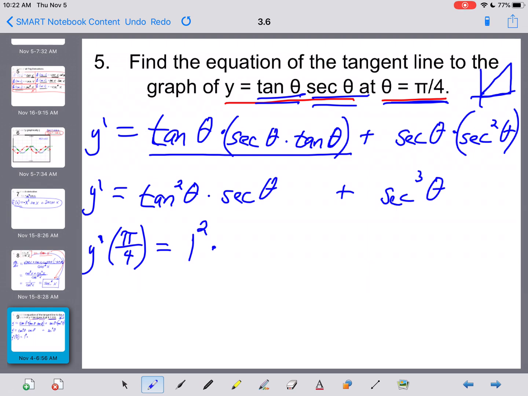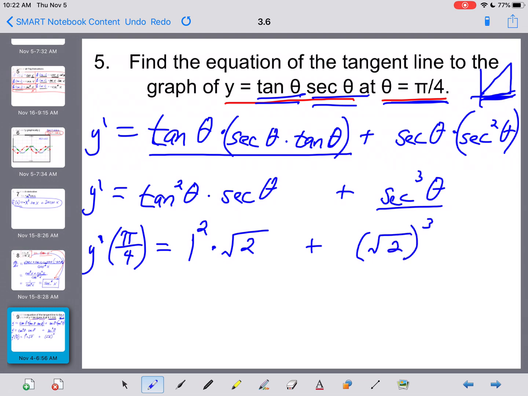Now, secant is the reciprocal of cosine. Cosine, your x-coordinate, is root 2 over 2. Or, before you rationalize that, it's 1 over root 2. Secant is the reciprocal of that, which is just going to be the square root of 2. Plus, and now we just did this, the secant of pi over 4 is the square root of 2, and we're going to cube all that.